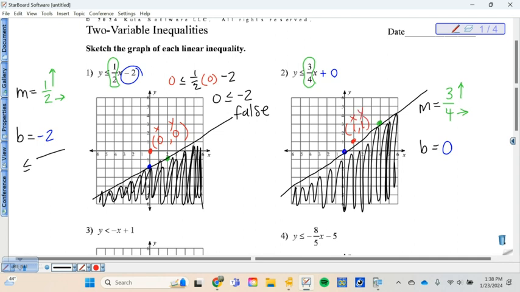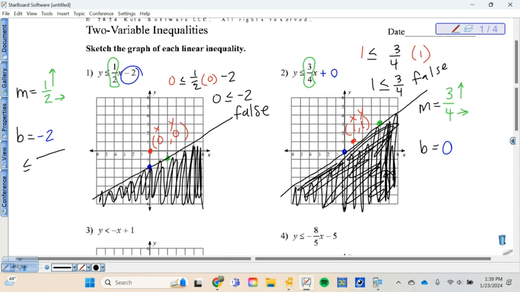1 for x, 1 for y. If I plug in 1 for y and 1 for x, I get 1 is less than or equal to 3/4 times 1. What's 3/4 times 1? 3/4. Is 1 less than or equal to 3/4? No, that's false. 1 is greater than 3/4. So I shaded it right because 1, 1 is not a solution. So I'm good shading below. Okay? Can we handle that?